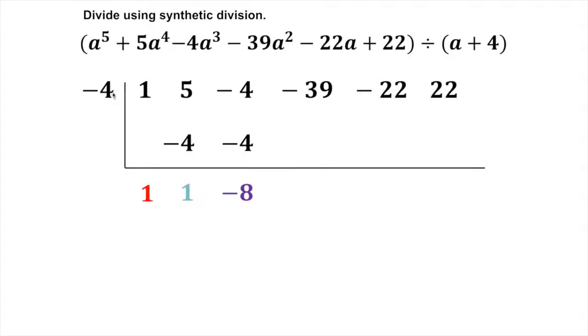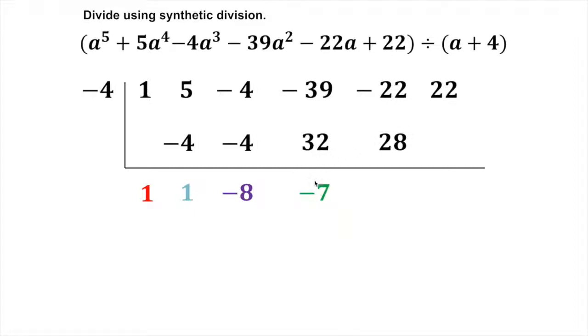Then I'm going to multiply these two. Negative 4 out here times negative 8 gives me a positive 32. Then I add these two. Negative 39 plus 32 is going to be negative 7. Then I go back over here. Negative 4 times negative 7 gives me positive 28.